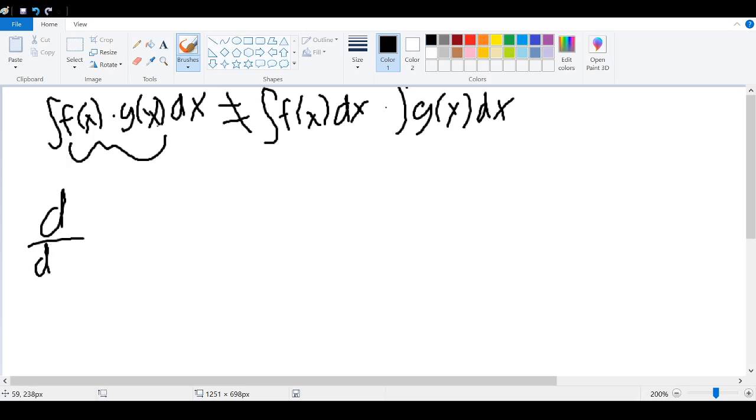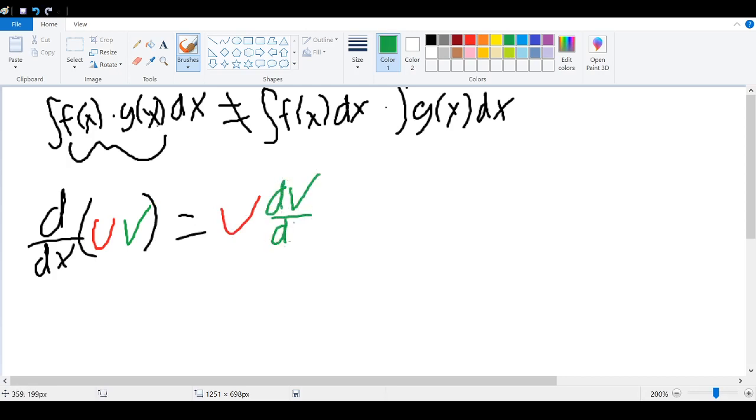The derivative of a product of two functions, u and v, is equal to u times the derivative of v with respect to x plus v times the derivative of u with respect to x. And now let's just integrate both sides.